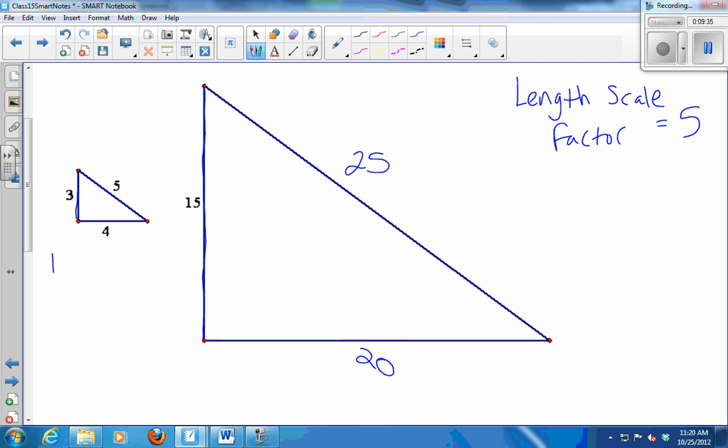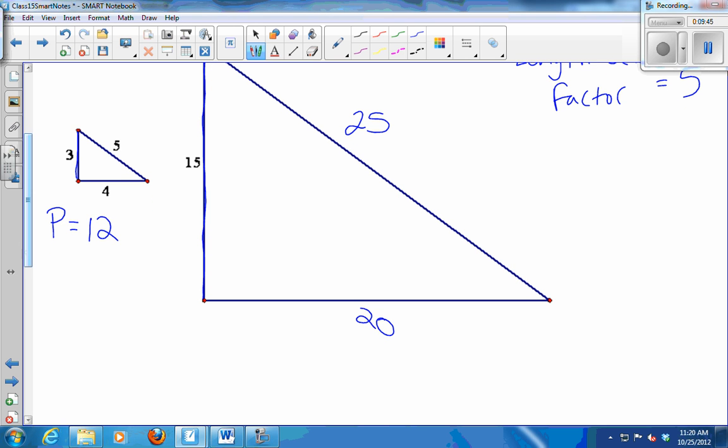And then the perimeter of the little guy is 12, which means the perimeter of the big triangle, I could just use the scale factor. 12 times 5 is 60. And I can double check it by just adding up the 3 sides of my bigger triangle. 15 plus 20 plus 25.